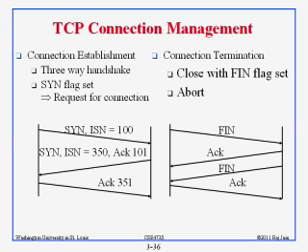Where is the initial sequence number set? Where is it stored in the TCP packet? It is stored in the sequence number field. Now, this one is ACK 351. So now this one will say, I got everything up to 350 and I am expecting 351. Once those three messages are exchanged, then the connection is set up.